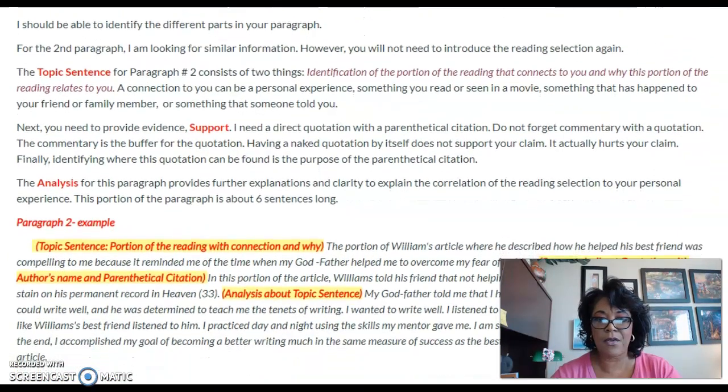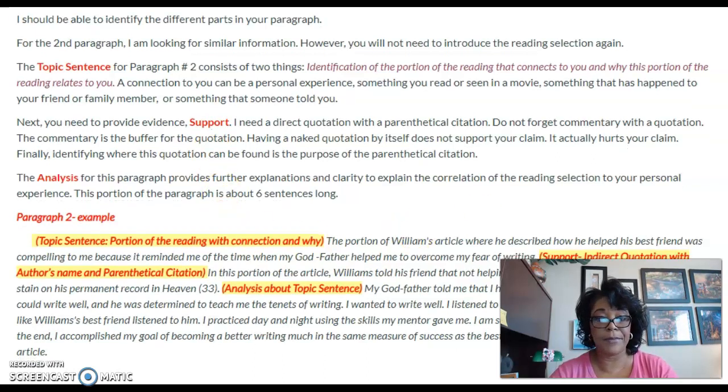Okay, so how do you do that? Let's look at it. Your topic sentence is going to consist of 2 parts, or 2 things. Identification of the portion of the reading that connects to you and why this portion of the reading relates to you. Okay? And I've given you an example for all of these things, so you don't have to think, oh no, what does she mean? Okay. So a connection, and I've already told you what that is. The next sentence, you need to offer some sort of support. So where in the reading are you talking about? And then cite it. Tell me what page number you can find that information. So here is the example.